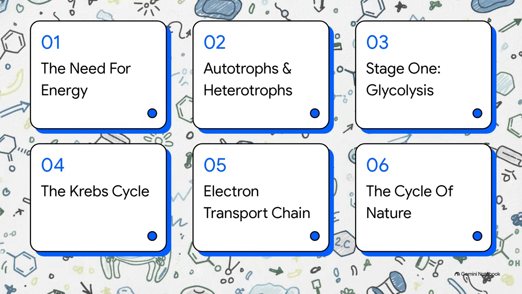Here's our roadmap for tracking a single glucose molecule on its epic journey through your cells. We'll start with the need for energy, then look at autotrophs and heterotrophs. After that, we'll dive into the three big stages: glycolysis, the Krebs cycle, and the electron transport chain, before wrapping it all up with the cycle of nature.